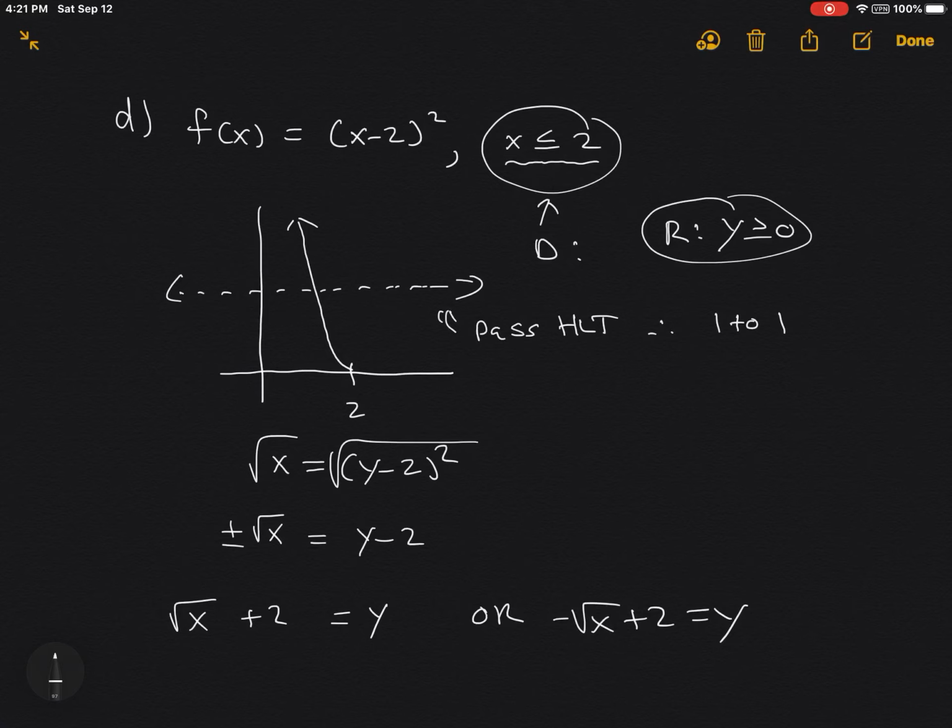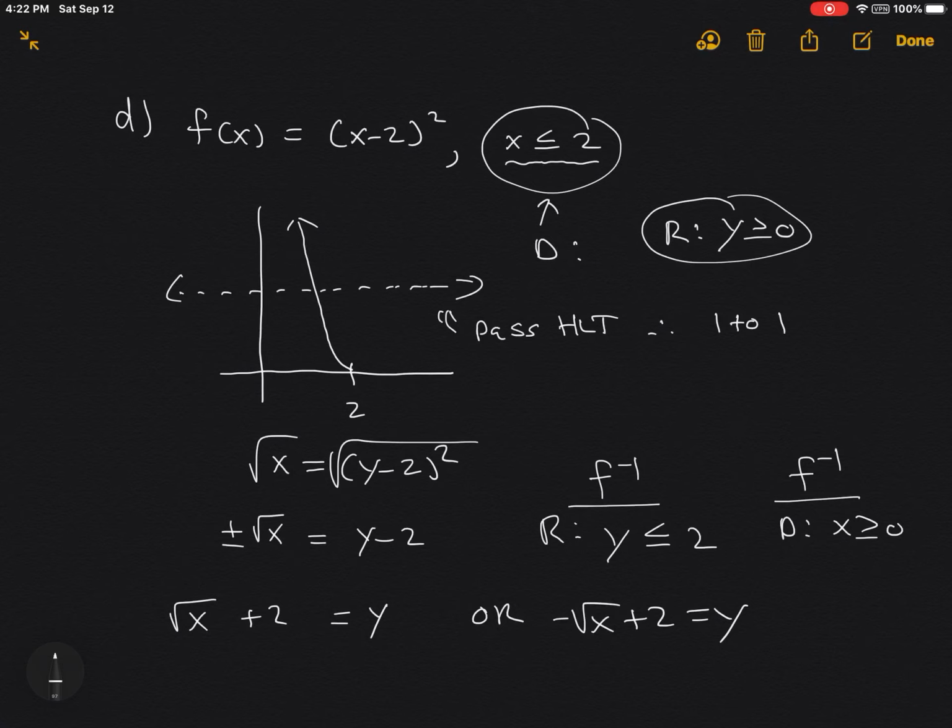The domain of the original function is x is less than or equal to 2, right? That means the range of my f inverse has to be y is less than or equal to 2. And if the range of my original function is y is greater than or equal to 0, that means the domain for my f inverse has to be x is greater than or equal to 0.